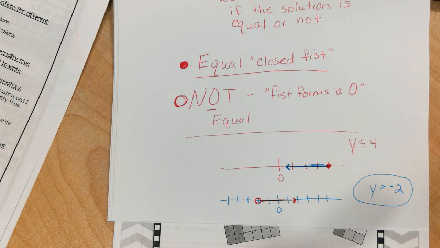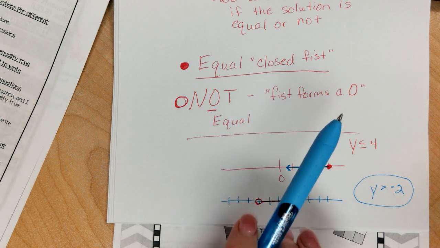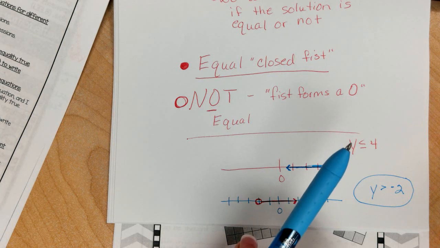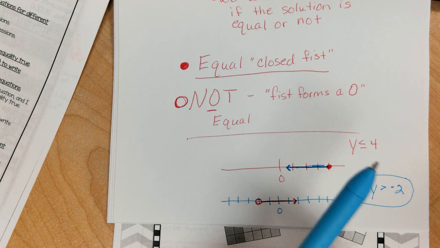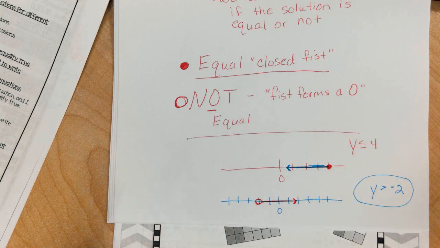I've got it's going to be on IXL. Remember, if it's equal, we have a closed dot. If it's not equal, it's an open dot. And we know that because not has an O in it. It's open. If it's greater than, we're going to the right. If it's less than, we're going to the left. Any questions before I turn this off? Does everybody kind of feel okay with it?